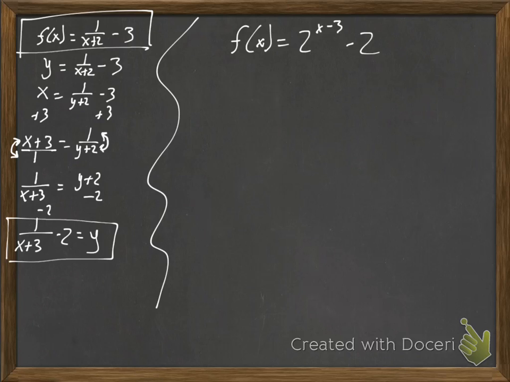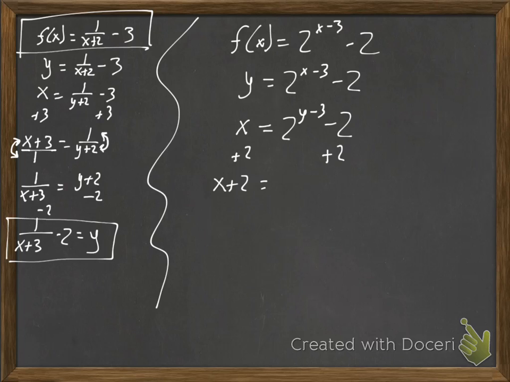Well, same thing, get a y. After that, what am I going to do? That's right, switch x and y, and then solve for the new y. So add 2, so now I have x plus 2 is equal to 2 to the y minus 3.